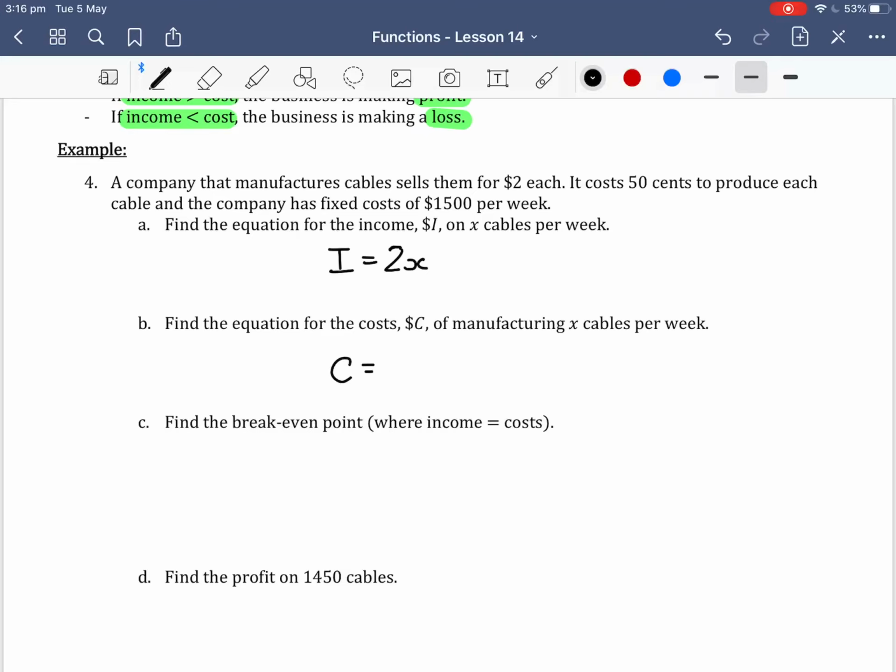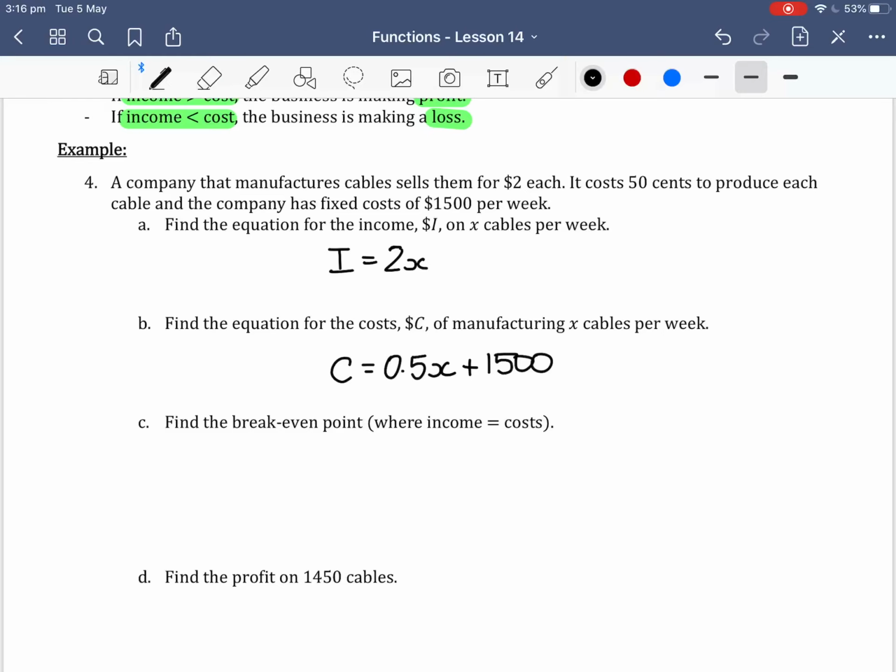So each cable costs the company 50 cents. So we're going to turn that into dollars. So that's 0.5 for every cable. So we're going to multiply that by x, plus it has a fixed cost of $1,500. So that is the cost equation.